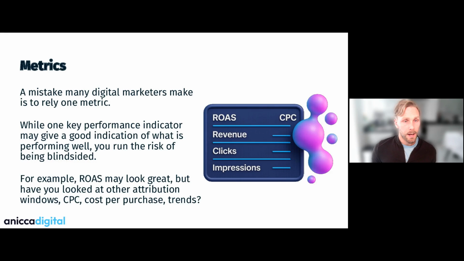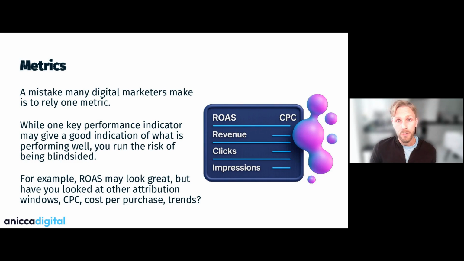So, evaluating the campaigns. A mistake that many digital marketers make is to rely on one metric. A good example is just looking at ROAS without looking in depth. That one key performance indicator could give you a good indication of what's performing well, but you do run the risk of being blindsided, because while that top line stat might give a good reflection, in many cases it doesn't.